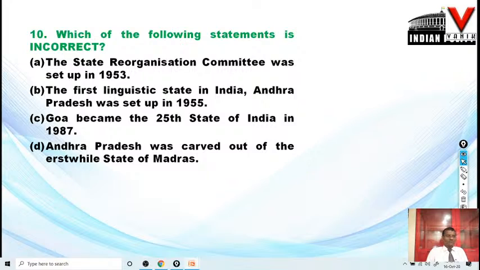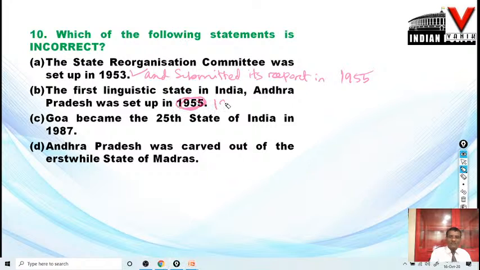Yes, what is the answer? No, that is incorrect, Swayam. The question is about incorrect. See, that is the answer. The State Reorganization Committee was set up in 1953 and submitted its report in 1955. Here the point is that Andhra Pradesh was not formed in 1953. So that is the answer.